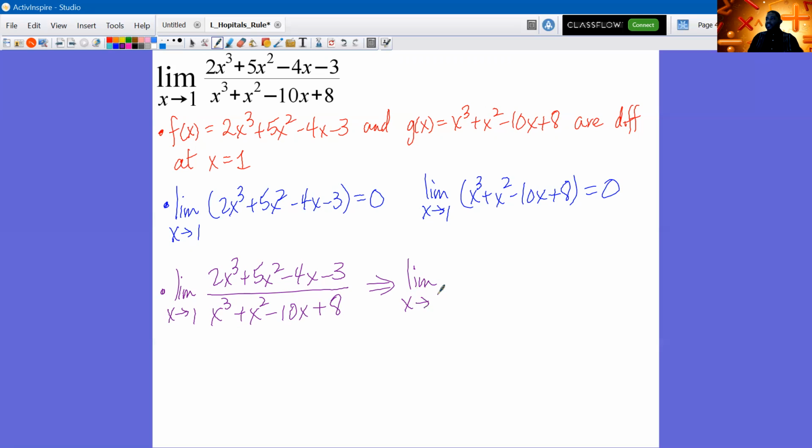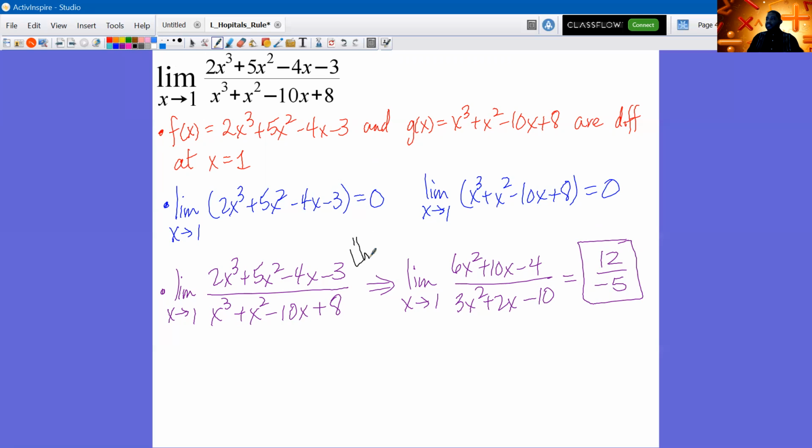So taking the derivative of our numerator, we get 6x squared plus 10x, and the denominator, 3x squared plus 2x minus 10. And so now I can evaluate the limits, and when I do that, I get 12 over negative 5. And let me specify, use L'Hopital's rule.